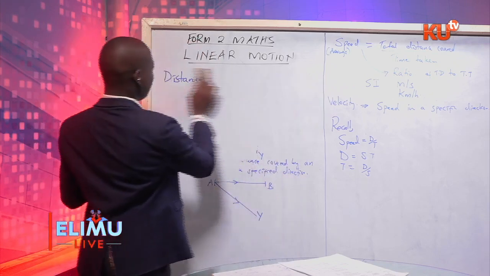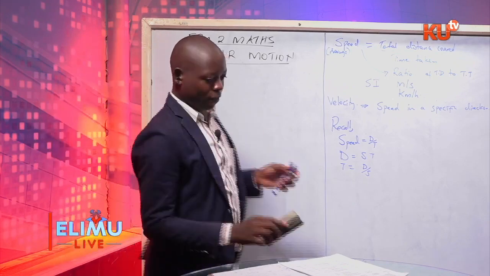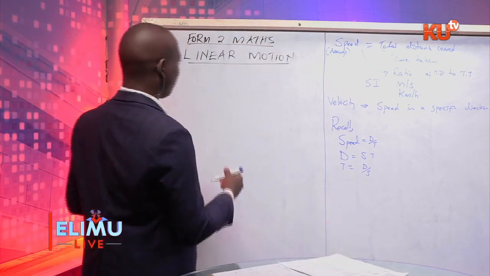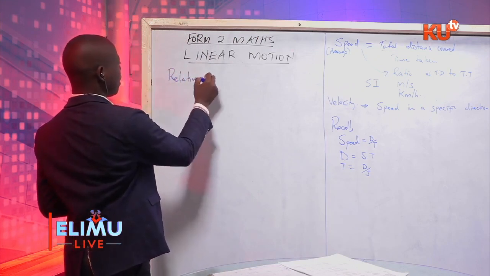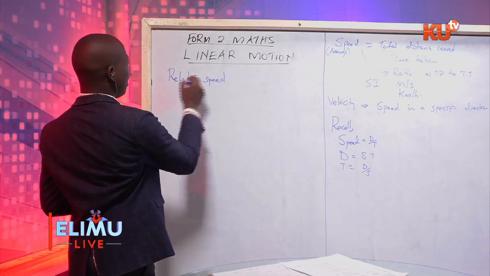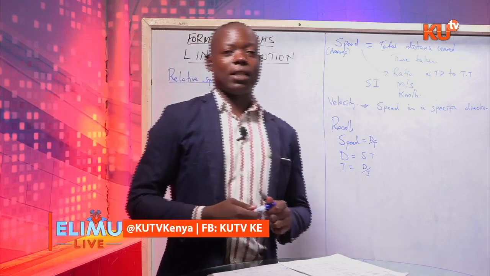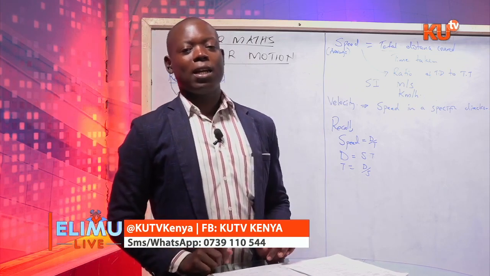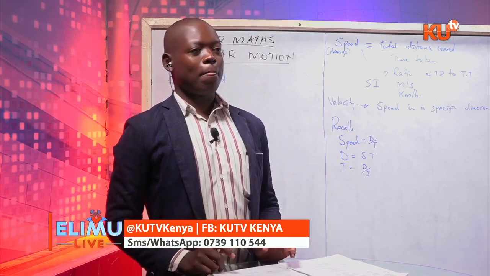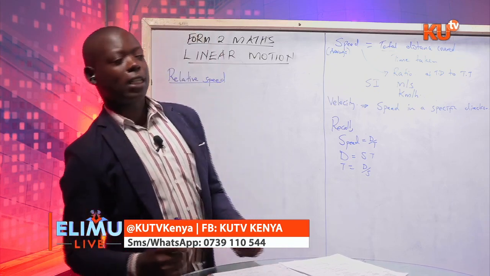When we talk of relative speed, what do we mean? For example, you have two objects, and these two objects are moving either in the same direction at different speeds, or in opposite directions. But then these objects have either to cross each other or to overtake each other.